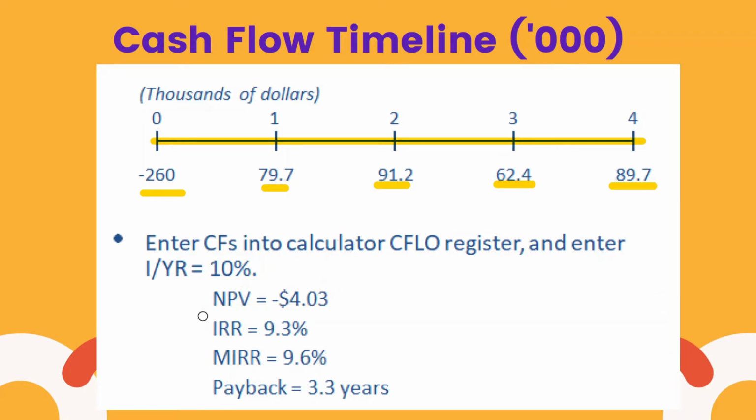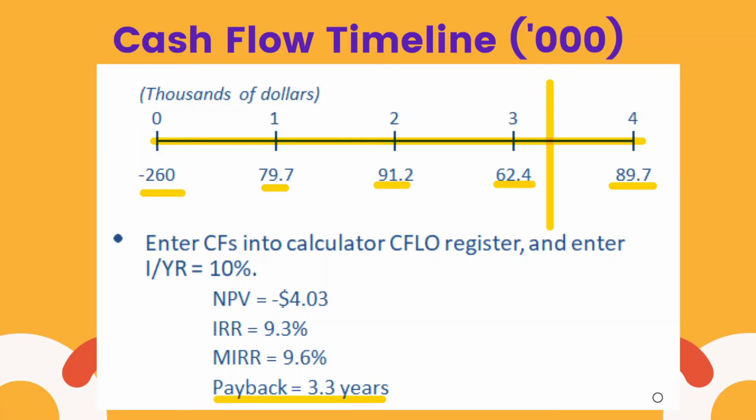By calculating the internal rate of return and modified internal rate of return, we get a rate of return that is less than the cost of capital of 10%. So we will reject the project. Under the payback method, this project will return the cash flow back to the business after year 3. 3.3 years is around here. This is the payback period from this investment.